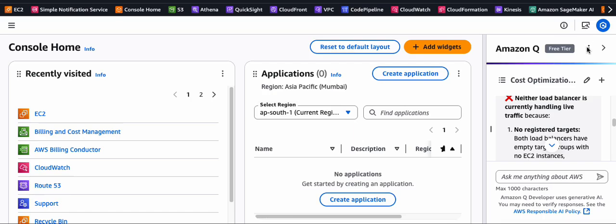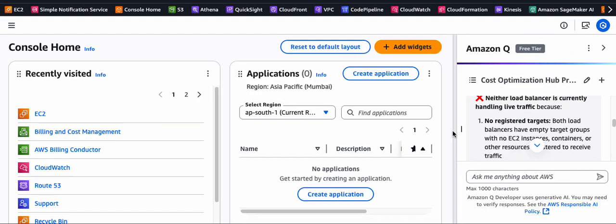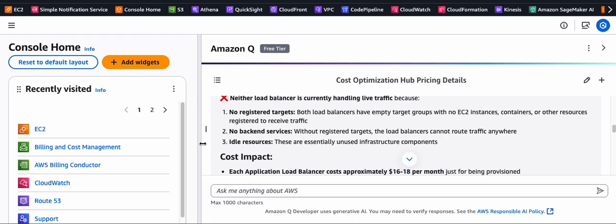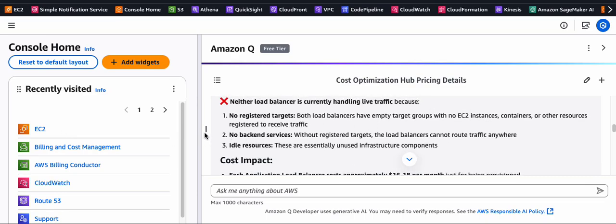So you can see here, you can click over here, Amazon Q, and here it easily comes. You can expand this. And what I did today is, I purposely created two load balancers and a few EC2 instances, but I did not attach the load balancer to the EC2 for the traffic routing and all. I just wanted to know how it helps me identify if there is an unused resource I'm using in AWS.